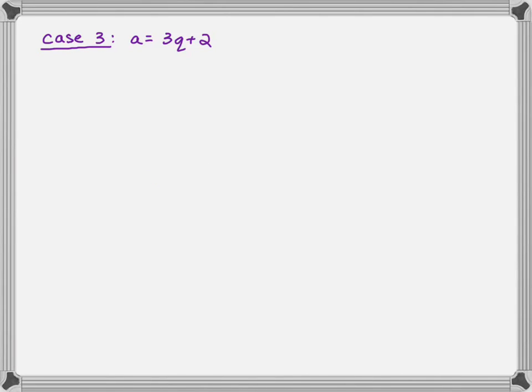Next, let's look at the next case. 3q plus 2 is the form that a is in here. And if we square it, we get a squared equals (3q plus 2) squared. And so if we distribute, we get 9q squared plus 12q plus 4. Again, we cannot take out a 3 evenly from each term, but we can write this in the following way.